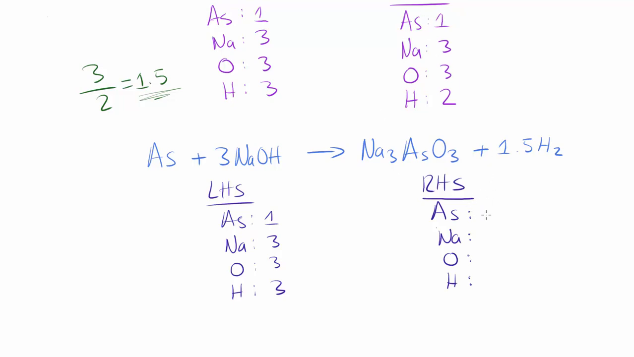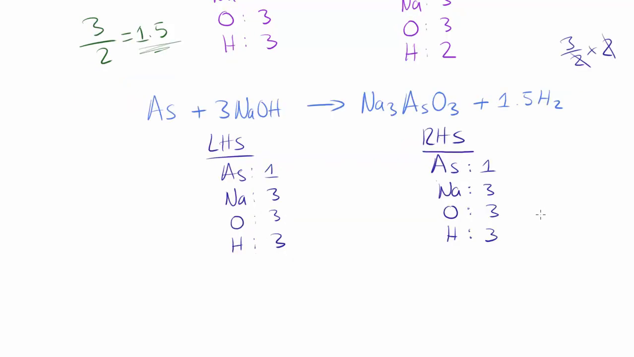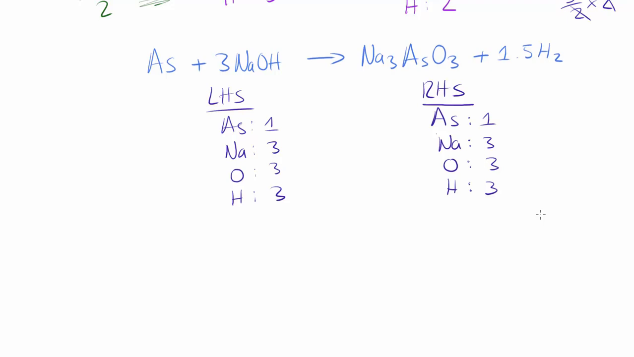So we're going to have 1, 3, 3, and now we're looking at what we just added. So 1.5 times H2, that's effectively 3/2 times 2. Of course the 2's will cancel out, and we're just going to get 3, right? So now, as you can see, if you look at the left hand side and the right hand side, we've got the same numbers for arsenic, sodium, oxygen, and hydrogen: 1, 3, 3, 3, on both sides.